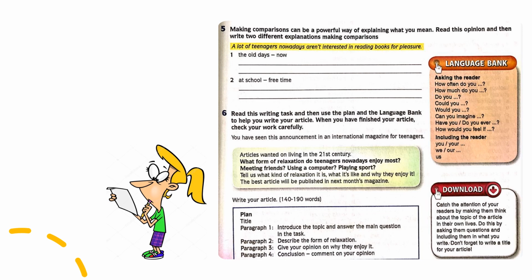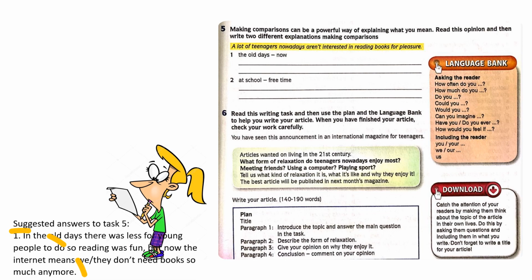Now let's look at task 5. We are going to have more practice on how we are going to elaborate more on opinions. Making comparisons can be a powerful way of explaining what you mean. Read this opinion, which is highlighted in yellow, and then write 2 different explanations making comparisons. Let's look at number 1, the old days and now. Number 2, at school and free time.